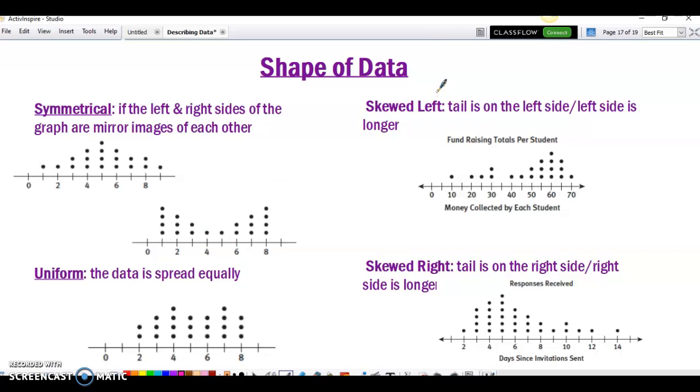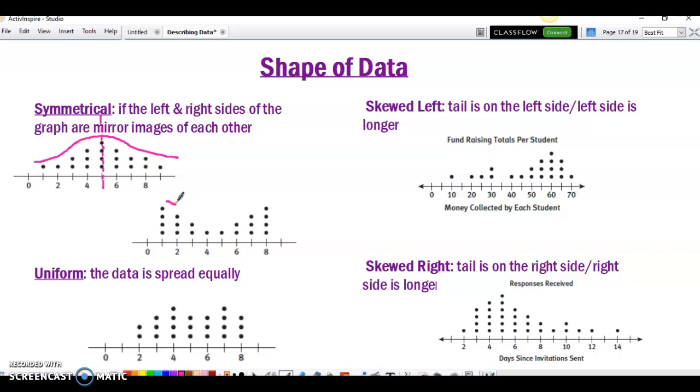Okay, the last portion that we're going to talk about is the shape of your data, or the shape of your data distribution. And this one's easy as long as you take your pencil or pen and you trace over what your graph looks like. Your first one is symmetrical, and that's where the left and right sides of the graph are mirror images of each other. This one kind of looks like a mountain or a bell, and if you were to draw a line down the center and fold this data in half, it would look the same on both sides.